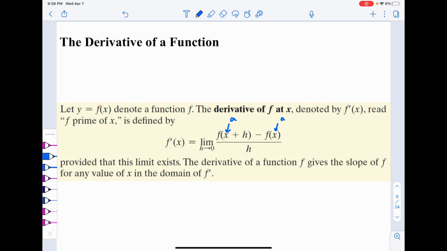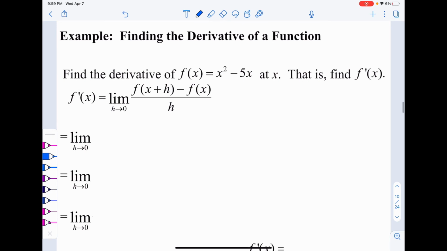So this says, provided that the limit exists, the derivative of function f gives the slope of f for any value of x in the domain of f prime. So just one other thing to point out: derivative comes from derive. And if you derive something, that means it comes from something else. Anyway, tidbit of information.